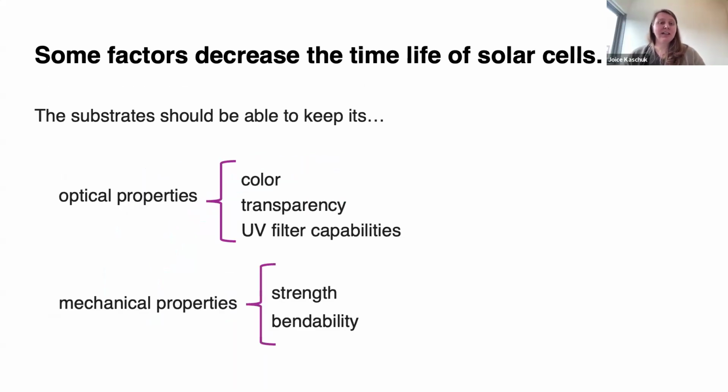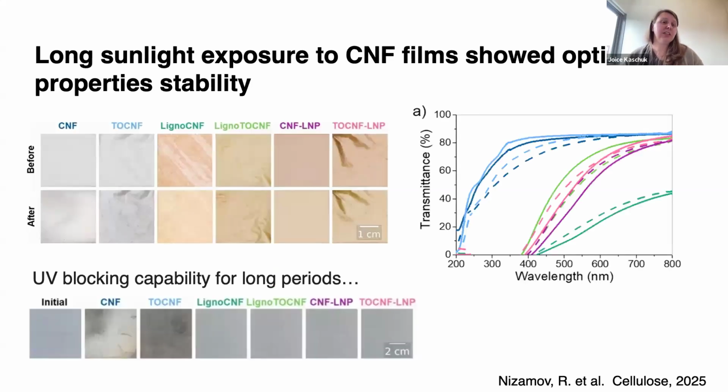So in the next project, we tried to understand how these materials would behave if exposed to light for long periods of time. Because for solar cell applications, it's necessary to have stability in optical and mechanical properties. So we exposed different films, containing lignin or not, to sunlight for 45 days, using a sunlight simulator. As you can see in the images, there are little changes in the colors. The UV capability is maintained. In the bottom image, there's an example of a polymer that was degraded when the lignin was not present.